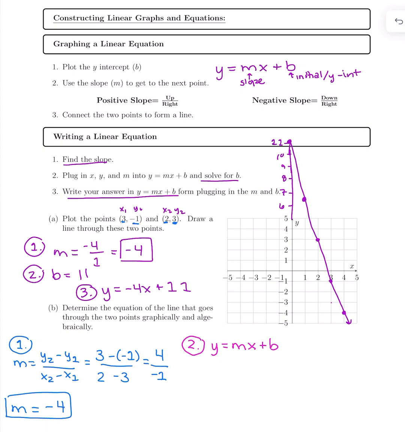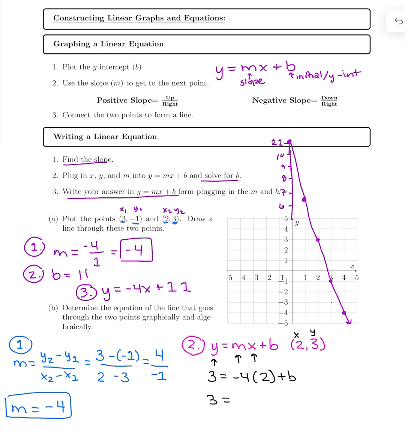It does not matter which point at all. You can use 3, -1 or 2, 3. I'm personally going to use the point 2, 3 because I'd rather not work with a negative number if I don't have to. So I have my x and my y being 2, 3. So the y value is 3. The slope is -4. The x value is 2 plus b.